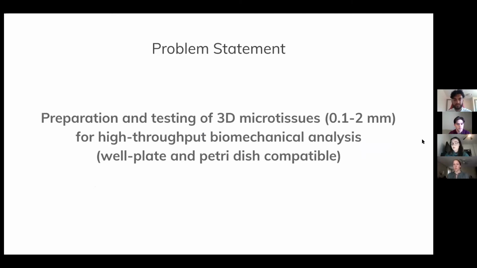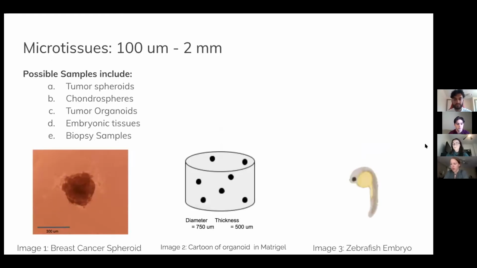Based on this information, preparation and testing of 3D microtissues in the range of 0.1 to 2 millimeters for high throughput biomechanical analysis that is both well plate and Petri dish compatible is our problem statement. The types of microtissues that this method is applicable to are tissues that range from 100 microns to 2 millimeters. Examples of this are tumor spheroids, which can be seen on the bottom left, the organoids, which can be seen in the middle image, as well as embryonic tissues, which can be seen on the bottom right.